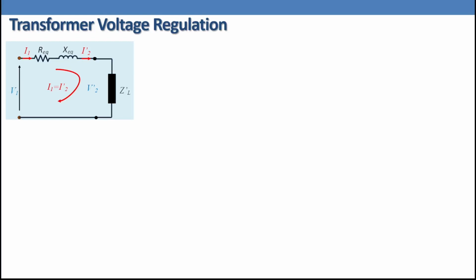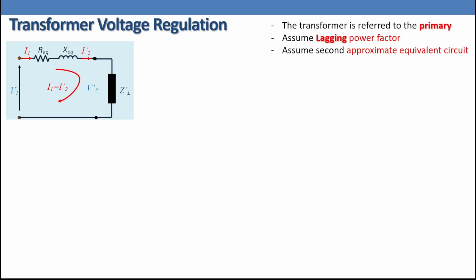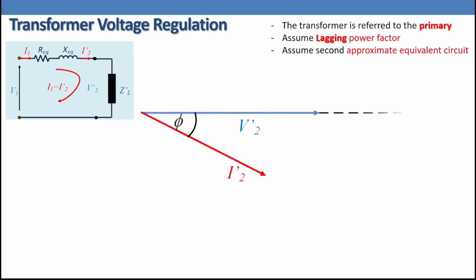Now it's time to return back to the transformer equivalent circuit to calculate the voltage regulation mathematically. So we are going to assume that the circuit is referred to the primary, and in this case we have V1 as a supply voltage, we have V2 dash, I2 dash, and Z load dash. We are going to assume a lagging power factor. So in this case, V2 dash and I2 dash has this phasor where I2 dash is lagging V2 dash by angle phi, and V2 dash is the reference with zero angle. We are going to use the second approximate equivalent circuit. So in this case, I1 equals I2 dash. No need to use the first approximate equivalent circuit as we are concerned with voltages V1 and V2 dash, so we are not going to use the no load current in these calculations.